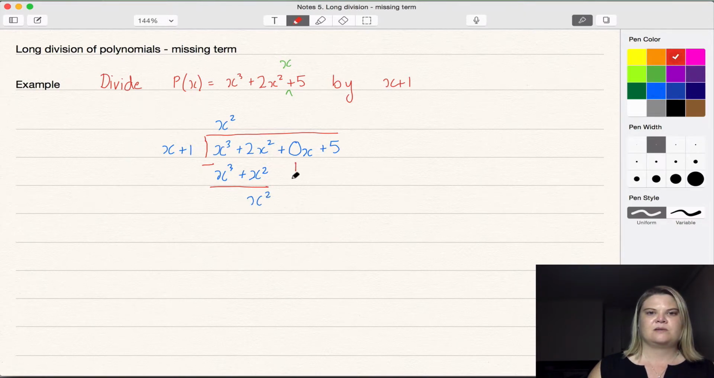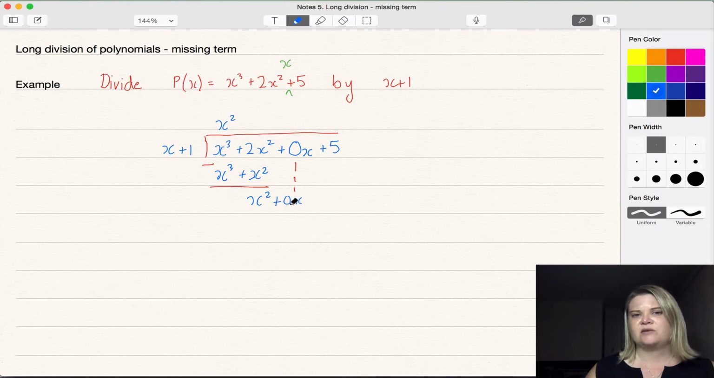We bring the next term down. This is where it's important to have that 0 term. Otherwise we would be bringing the 5 down and we'd bring it down too early. Plus 0x. You can just write plus. It really doesn't matter if it's plus 0 or minus 0 because it's not going to do anything, but plus is a bit easier to work with.